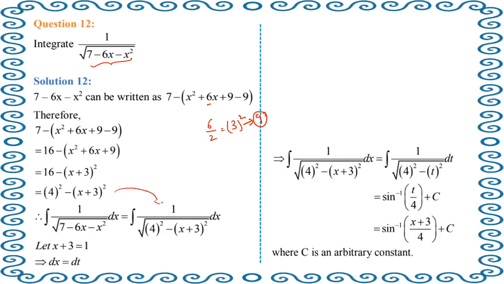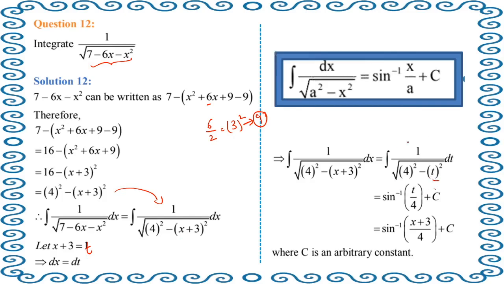Apply this thing here, and now x plus 3 equal to t, so dx equal to dt, right? So this thing will become 4 square minus t square. X plus 3 is t, so this will be t square. And which form is this? This one, a square minus x square, right? Sine inverse x by a plus c. Answer.